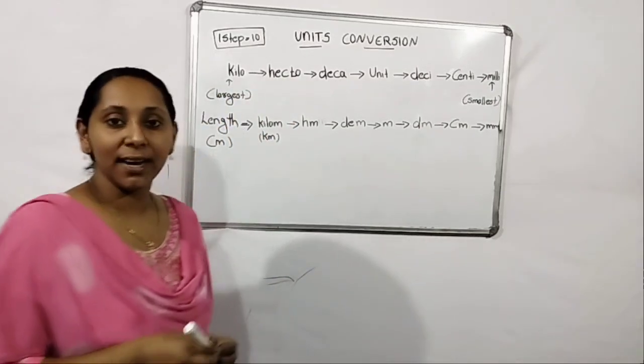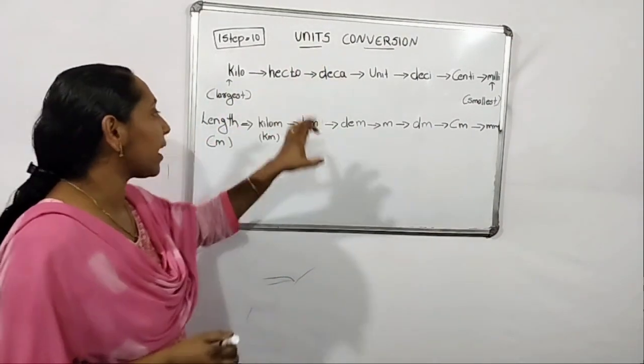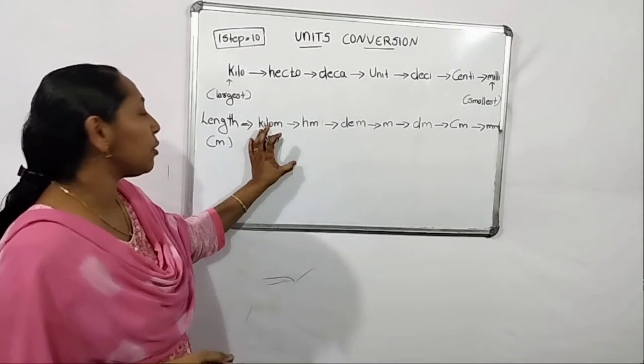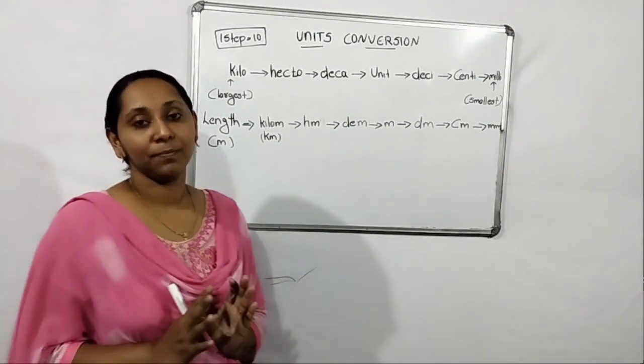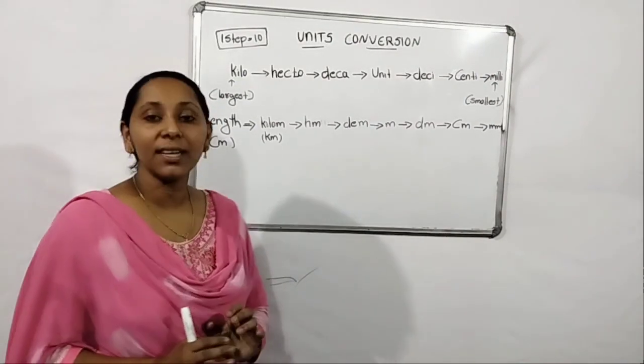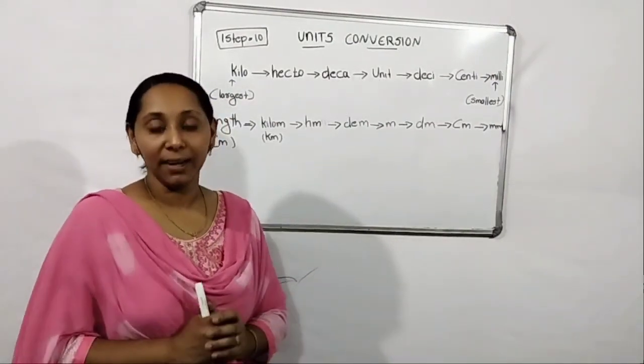So I hope you understand the idea. In this method we arrange the meter units. The largest meter unit is kilometer. The smallest meter unit is millimeter. Okay. In between, the difference is a division of 10. 10 is the difference. Okay.